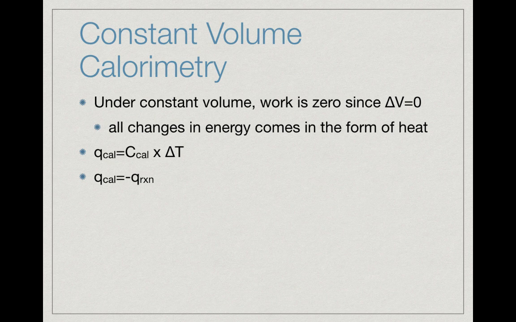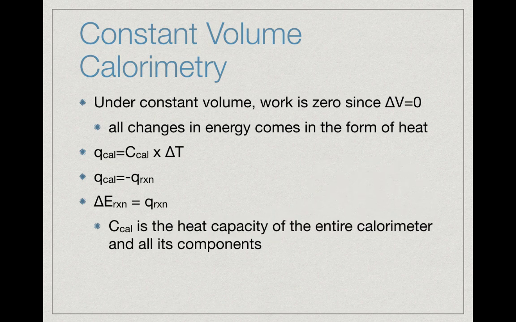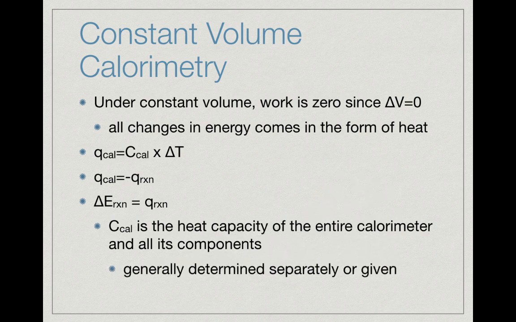So the Q of reaction is equal to the Q of the calorimeter, just a different sign since we have a different flow of energy. And so then we can say that the delta E of the reaction is also equal to the Q of the reaction. And that's C cal, so that's the heat capacity of the entire calorimeter and all of its components. That includes the bomb, the wires, the calorimeter itself, the insulating sleeve. So that C cal is generally something that's determined separately, experimentally, or in our problems it's something that we would be given.